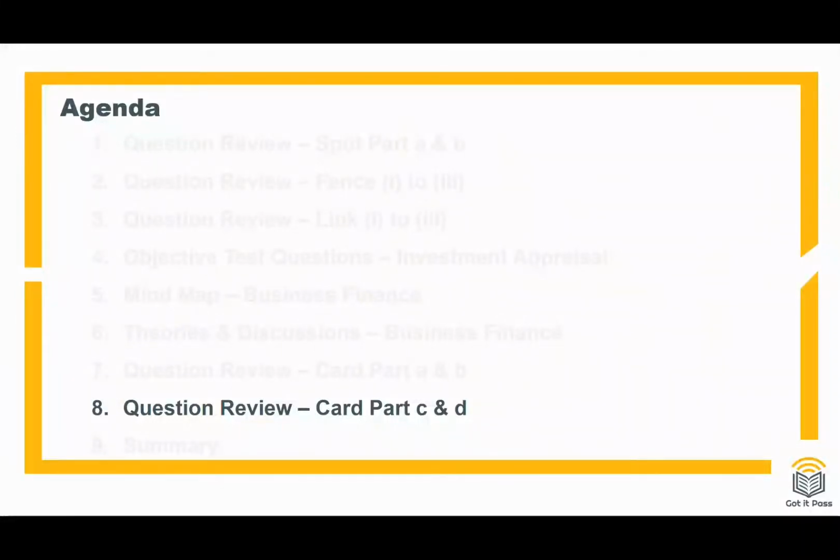Okay, move to this question, part C and D. Part C is asking how to get the equity beta in a new business. And for part D, we need to explain the capital structure theory.